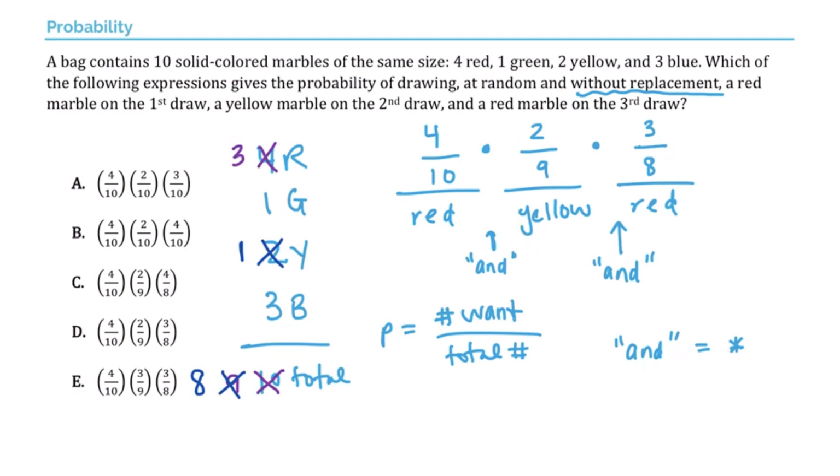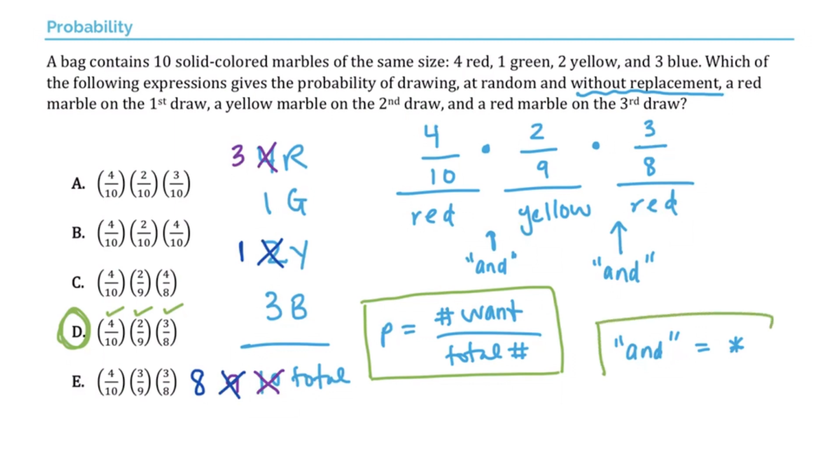So it looks like the correct answer is D. Let me just double check. 4 over 10 times 2 over 9 times 3 over 8. So key takeaways from here. Remember, probability is defined as what you want over the total possible. And anytime you want to know the probability of something and something and something, you're going to multiply between each one.